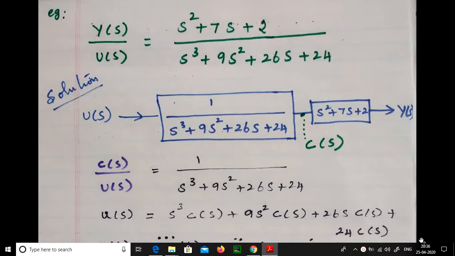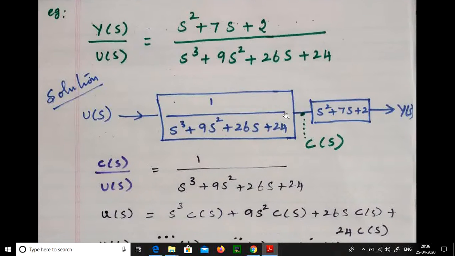So in the last lecture we discussed how to obtain the state model for differential equations, electrical systems and mechanical systems. In today's video we are going to discuss, if the transfer function is given for a particular system, how to obtain the state model. So in this video I have given two different examples. Those two different examples we'll discuss.